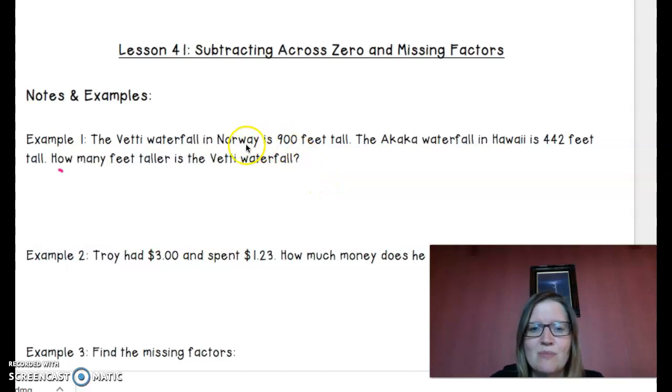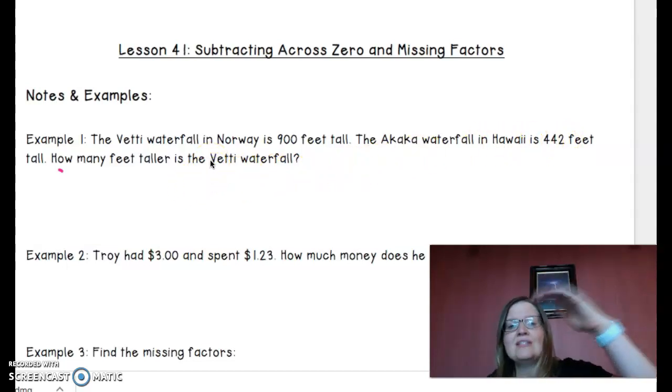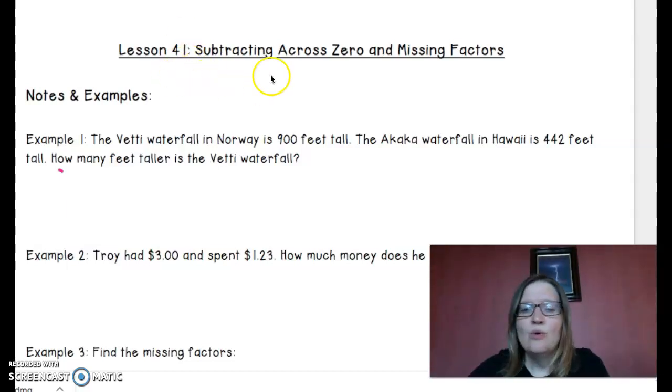Our first problem is the Yeti waterfall in Norway is 900 feet tall. The Akaka waterfall in Hawaii is 442 feet tall. How many feet taller is the Yeti waterfall? So we know that this is a subtraction problem. We have 900, and we subtract 442 feet.